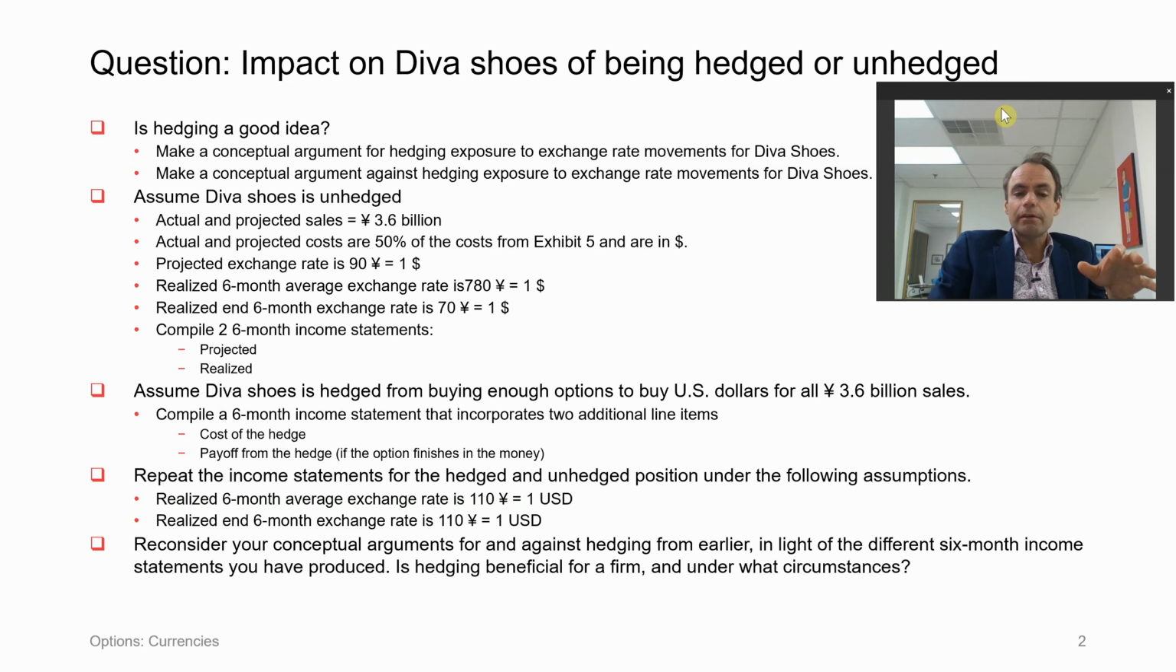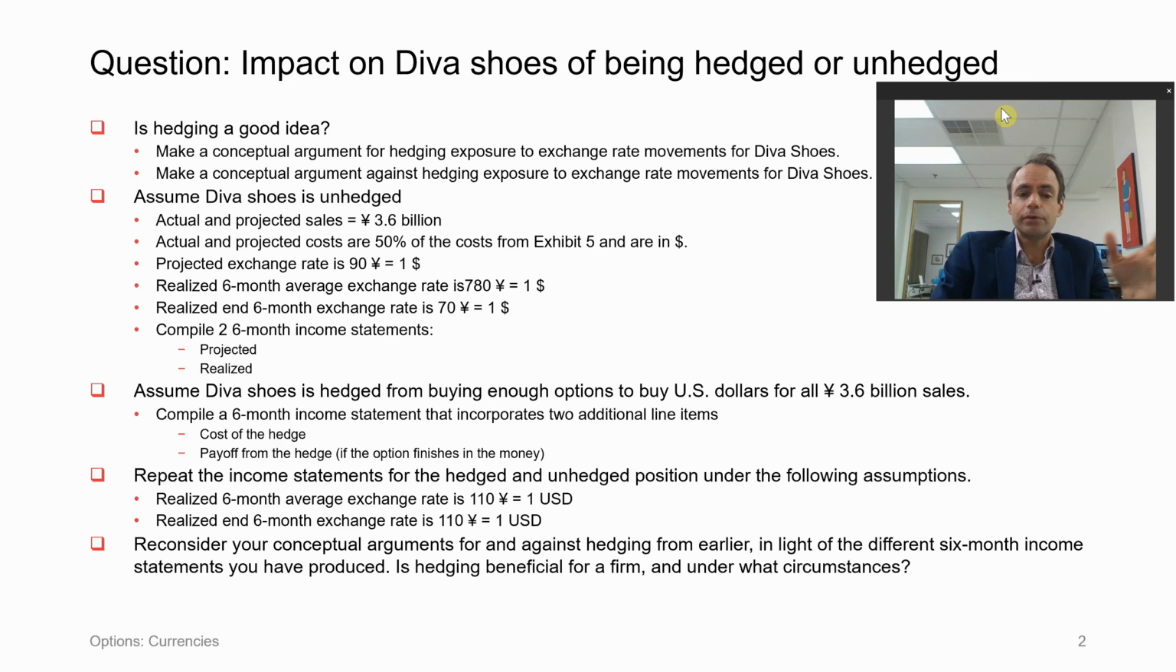Then we're going to repeat our analysis for the flip side. We're going to assume that the realised 6-month average exchange rate is 110 yen equals 1 US dollar, and that the realised ending 6-month exchange rate is also 110 yen equals 1 US dollar. Now, side note, I mentioned in this example here that we're talking about the average exchange rate over 6 months and the ending exchange rate over 6 months. And in this example, I've set those figures to be the same.